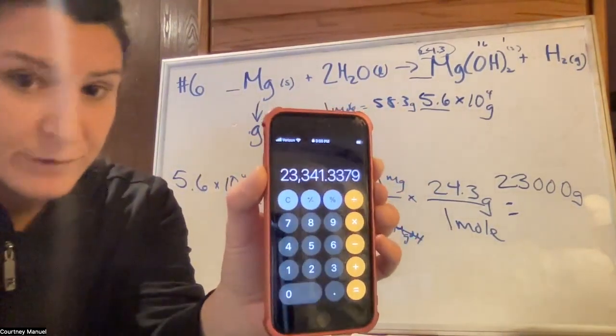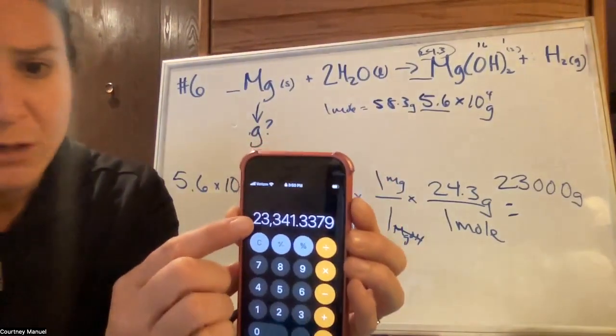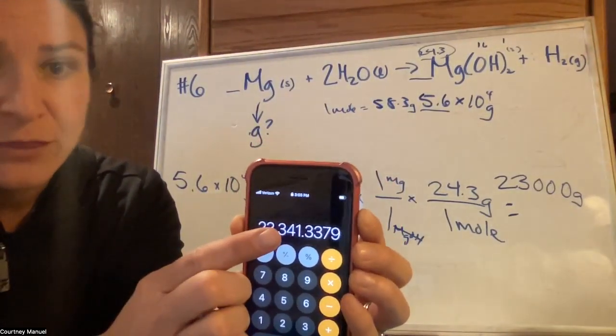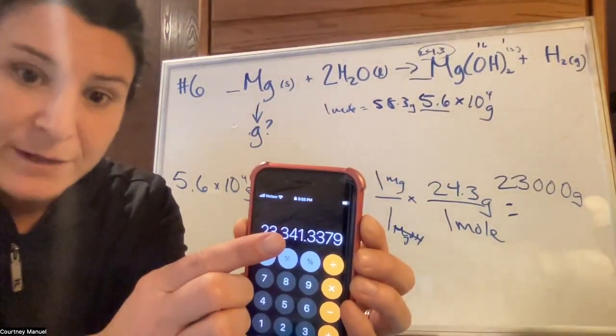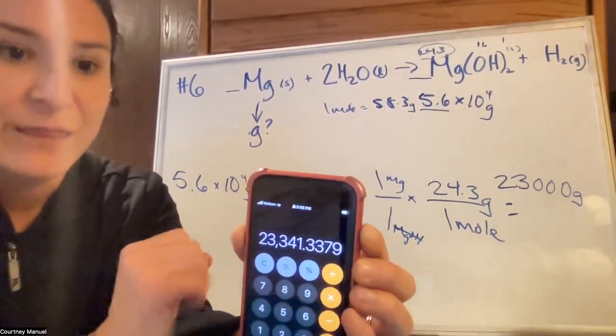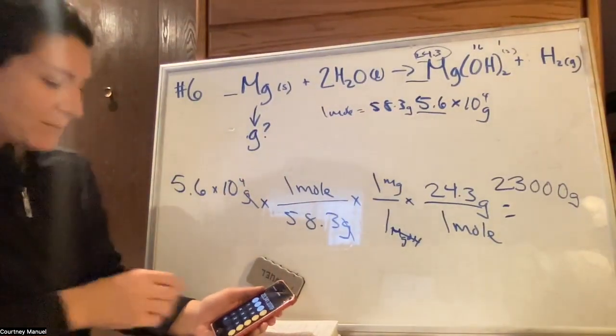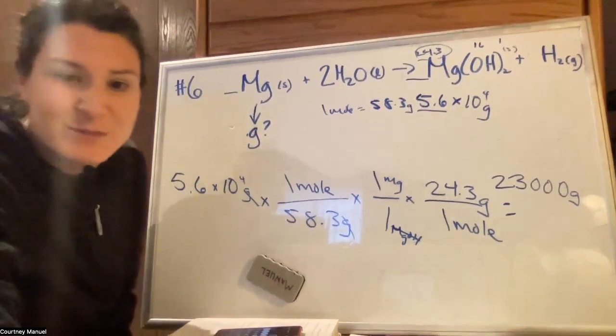23,341, and then this infinite number of decimals. But we only get two significant figures. So we start at the first two and a 3, and then we look at that third one. Do we round or do we drop it? Since 3 is less than 5, we drop it, and we end up with 23,000, or 2.3 times 10 to the 4th grams. And that's the answer to number 6.